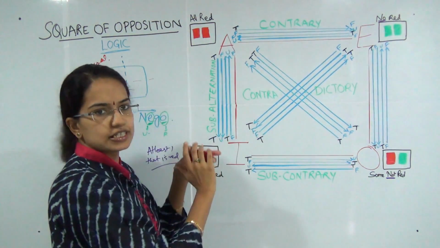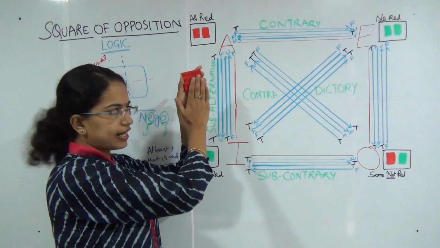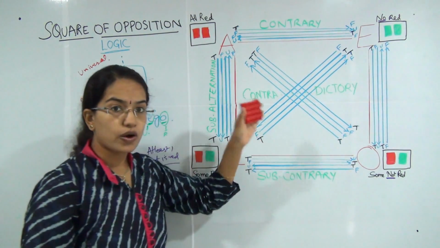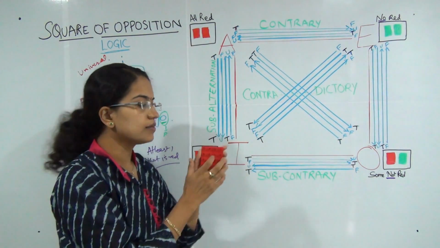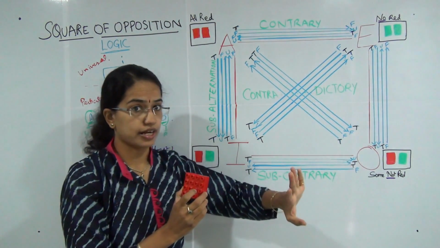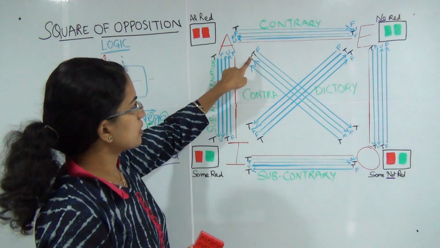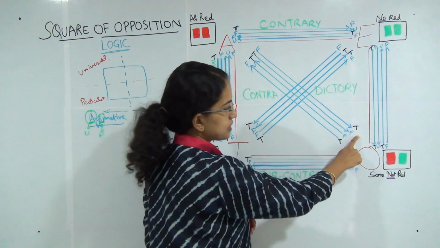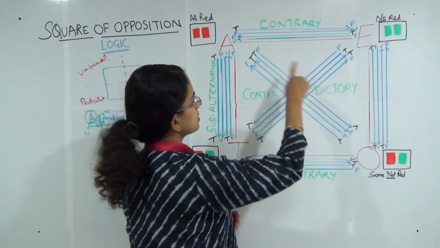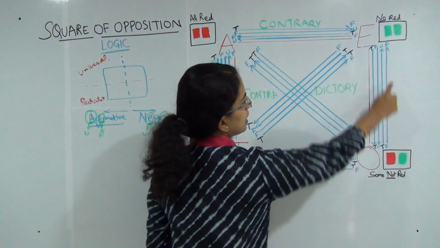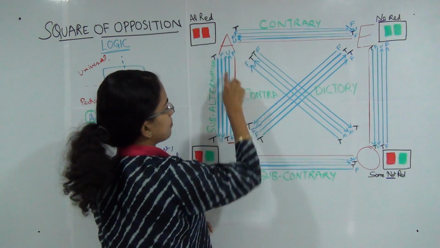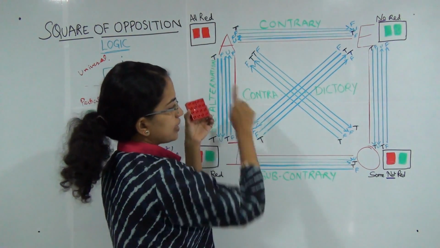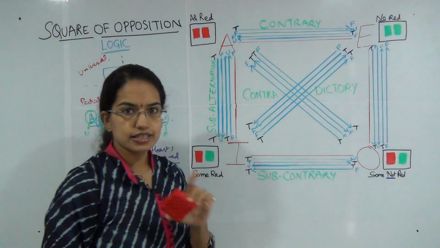If I am saying A is true, that means all blocks are red. If that statement is true, I cannot say some blocks are not red, because since all the blocks are red, there is no block left which is not red. So if I am saying this is true, this automatically becomes false. T stands for true, F stands for false, and all the universal propositions here are true, and all the T here are marked in black.